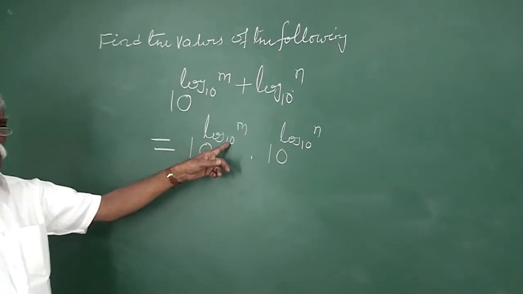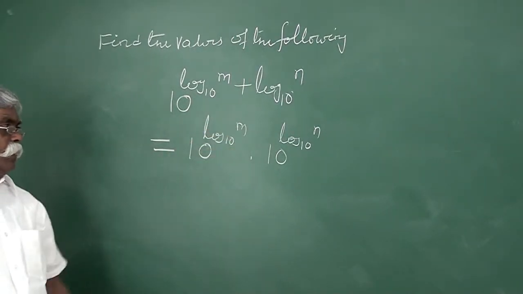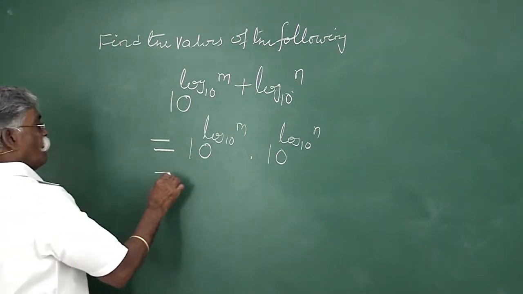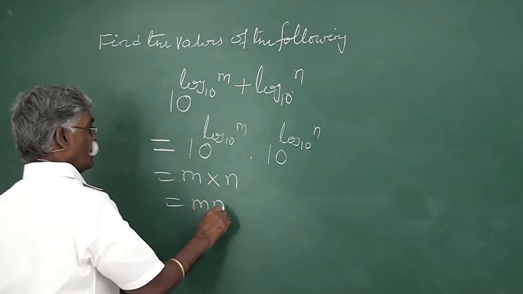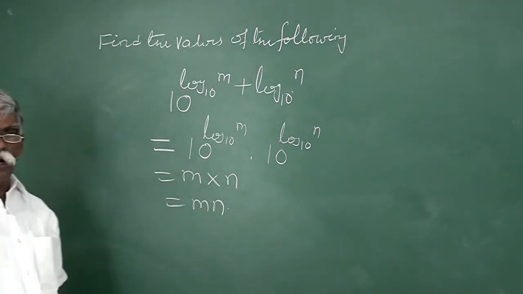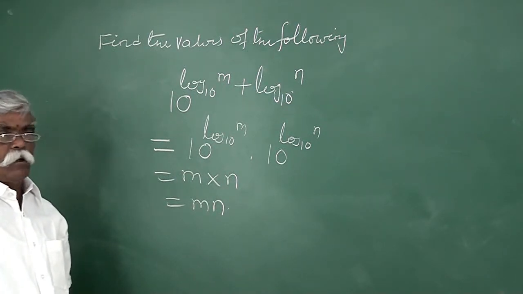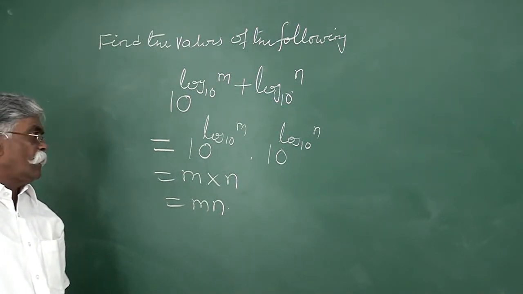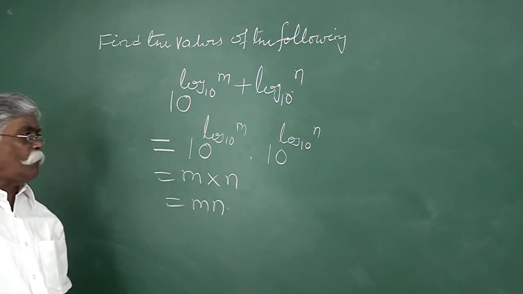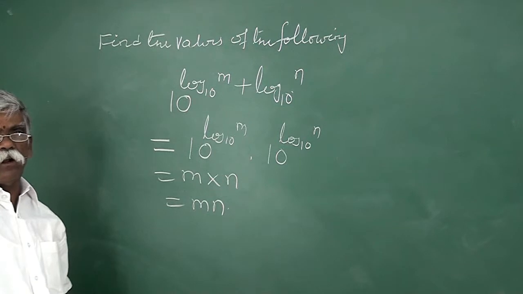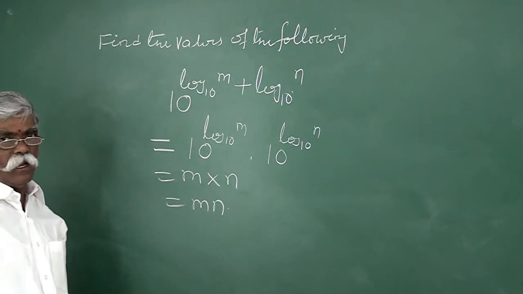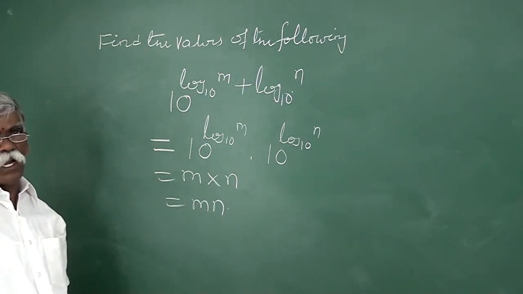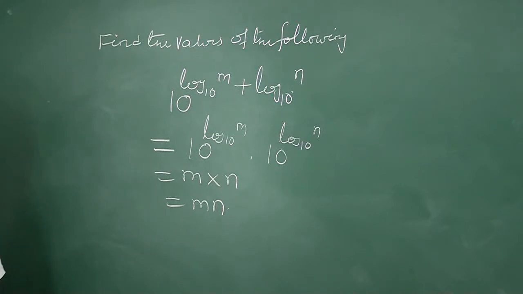Now here the base is 10 for log m, and here it is also 10. Therefore this value is m. Similarly the other one is n, and finally the answer is mn. So 10 power log m to the base 10 plus log n to the base 10 is written as 10 power log m to the base 10 into 10 power log n to the base 10. Thereby this is m and this is n, and finally the value of 10 power log m to the base 10 plus log n to the base 10 is equal to mn.